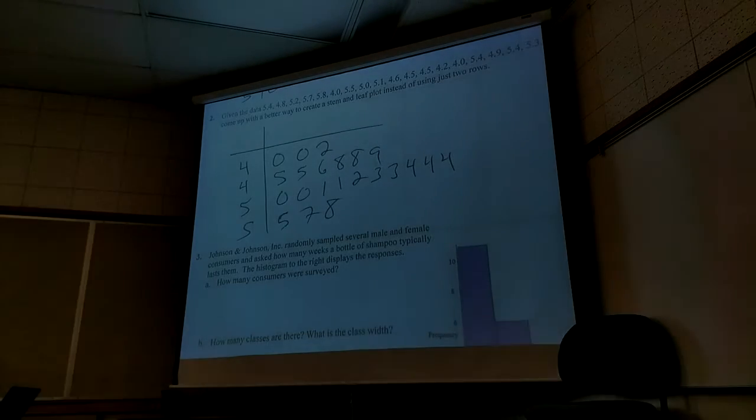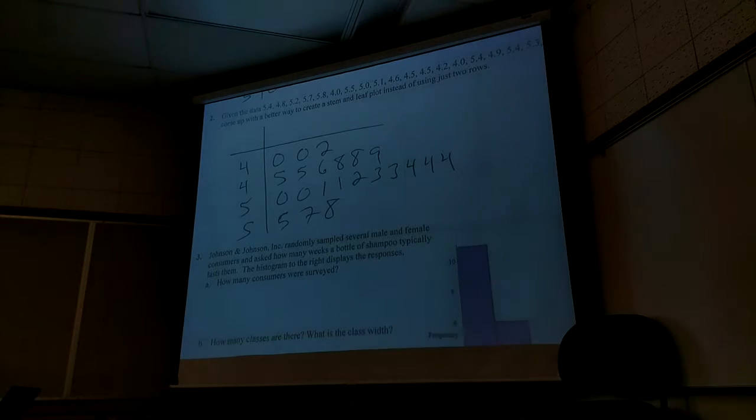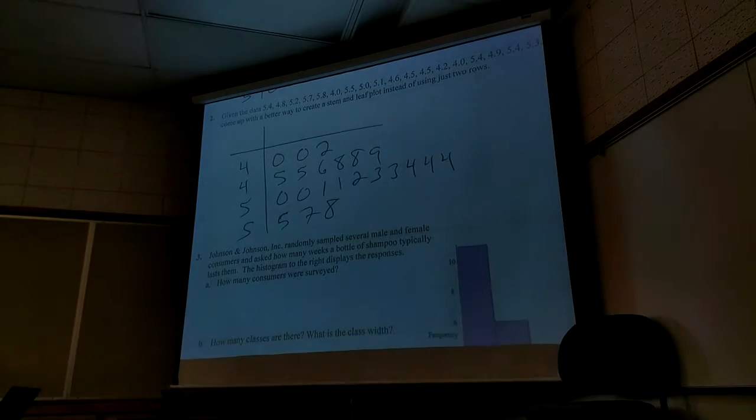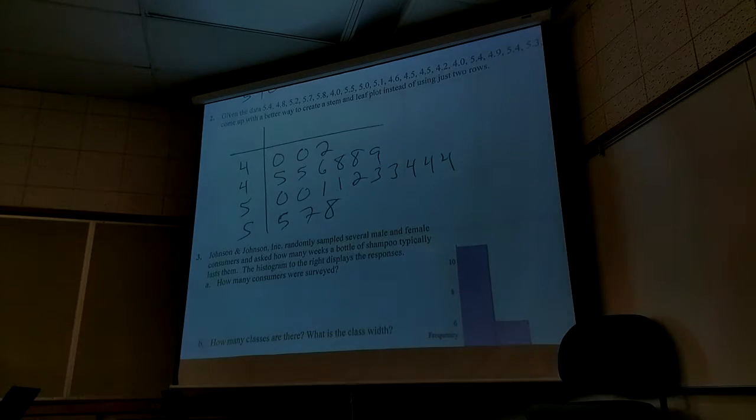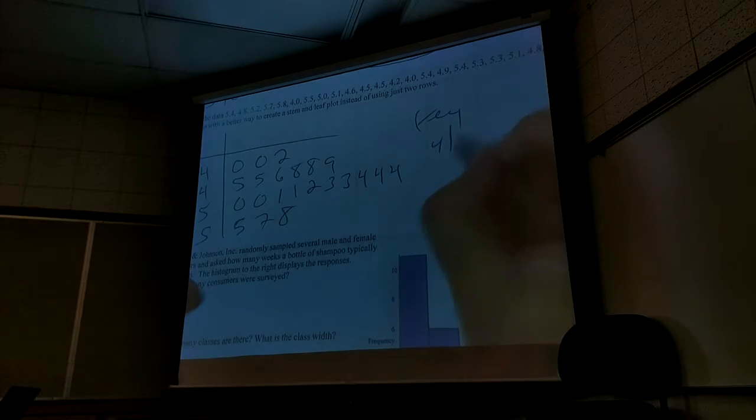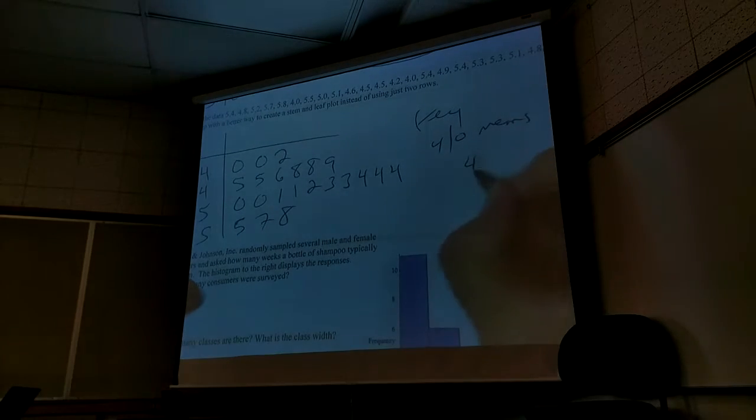What is it about this data that makes this necessary? The spread of this data isn't very big. It goes from 4.0 to 5.8. It's not a very big spread, which requires me to get more detail when I do something like this. How do you make your key for that one? All right, so what's my key going to be? Nothing amazing. 4.0 means 4.0. Done.